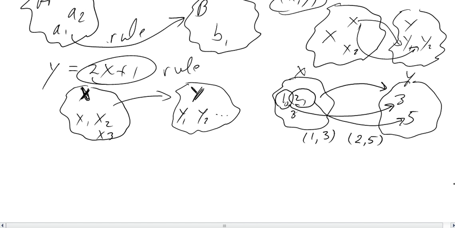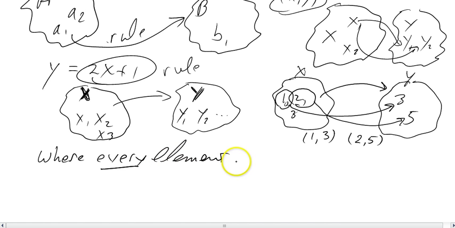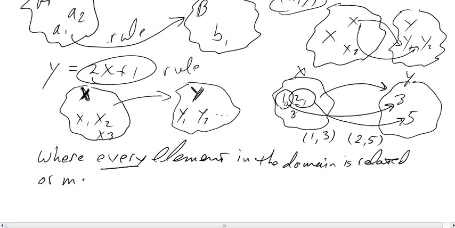Now, what is a function? Well, a function is just a special form of relation. A function is a relation where every, now note this is important, every element in the domain is related, or we could say is mapped, to exactly one element in the range.